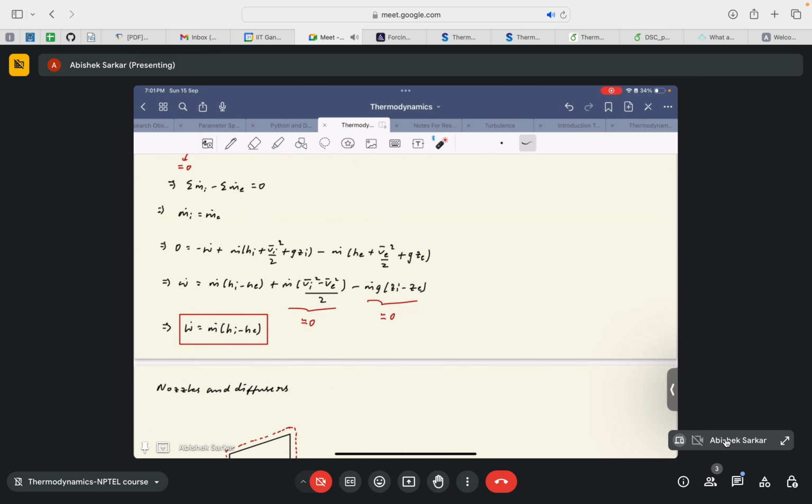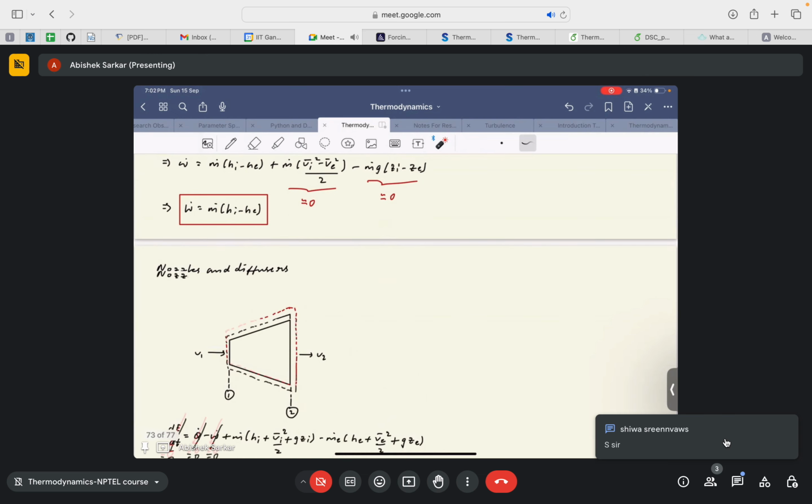The throttling process and the turbines and compressors, the steady flow energy equation simplification for the throttling process and the, yes, thank you so much.